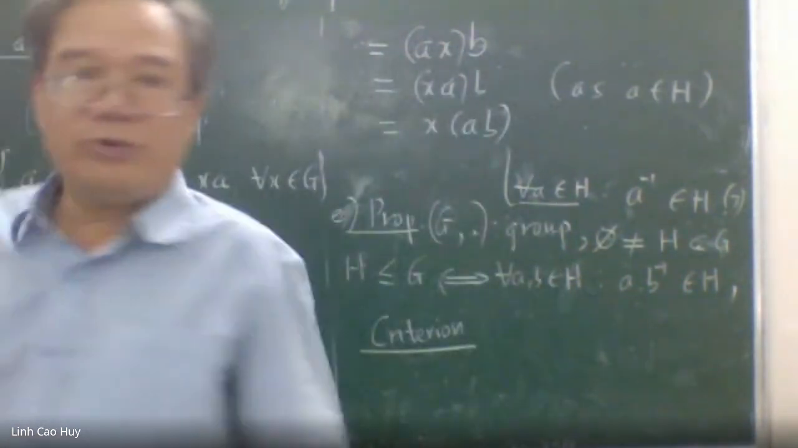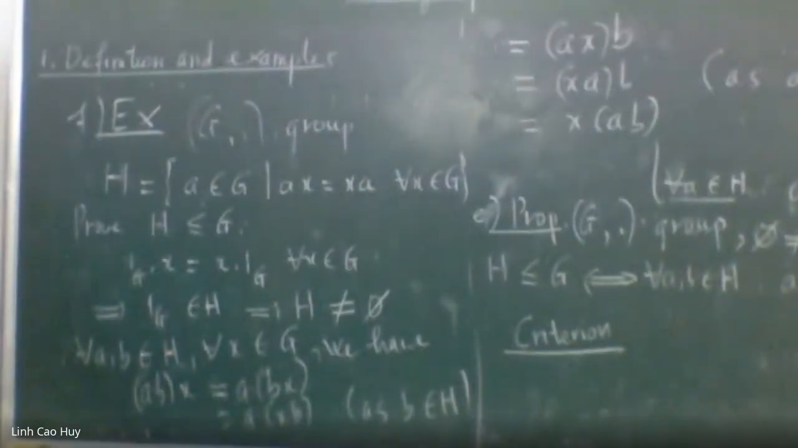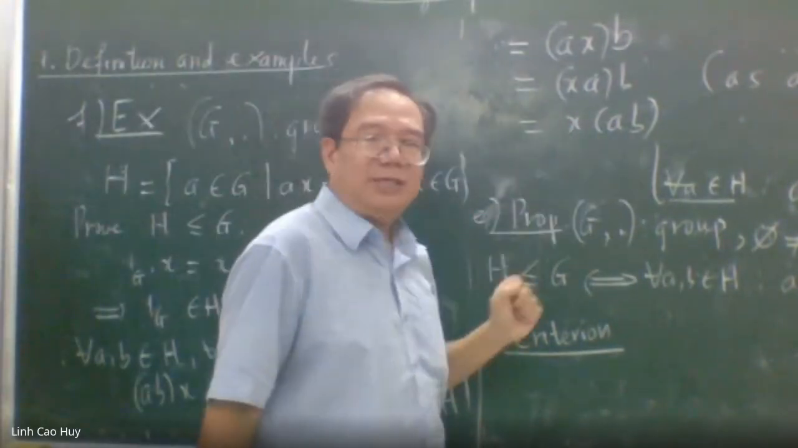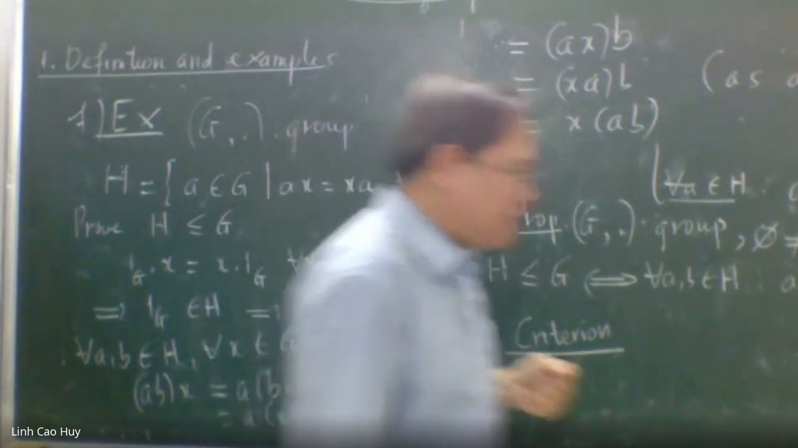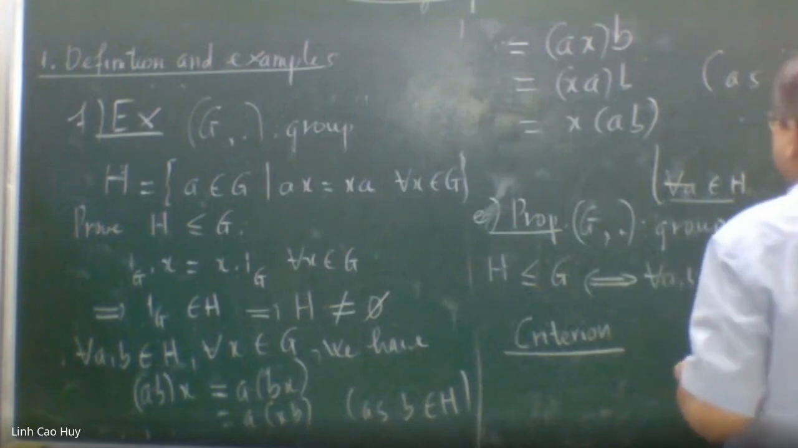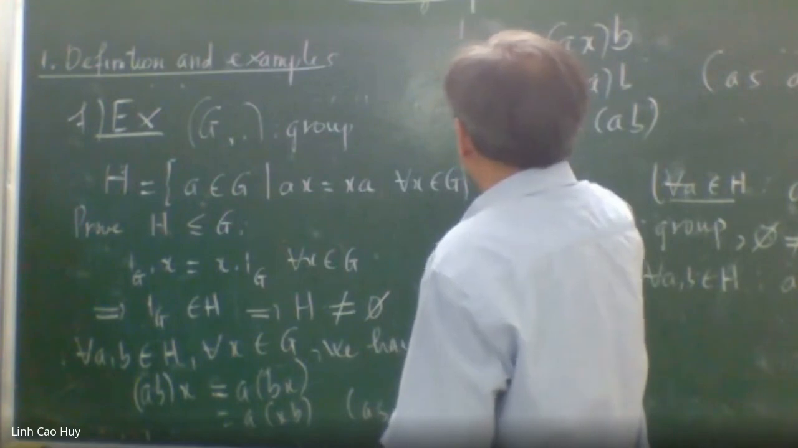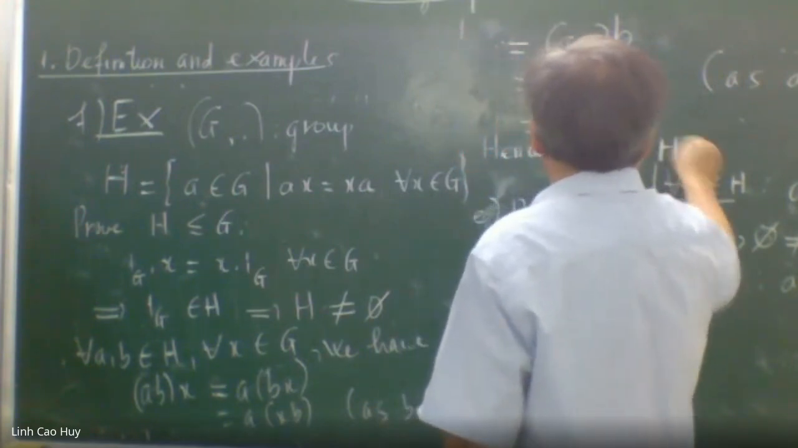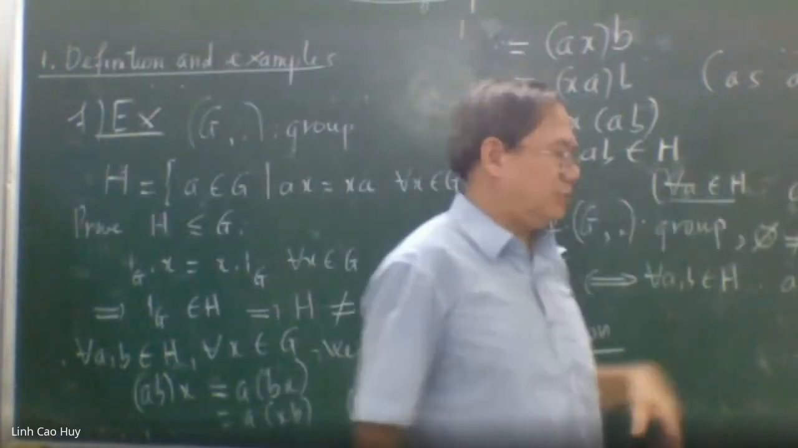Now we get AB times X equals X times AB. So AB commutes with every element in G. So we conclude that, hence, A times B is also in S. That will satisfy the first condition.